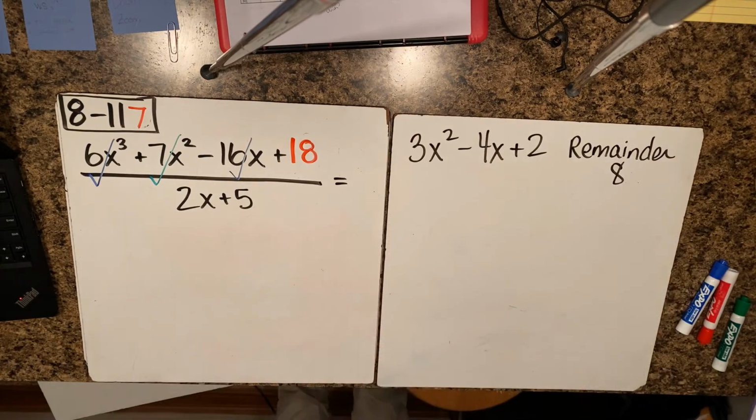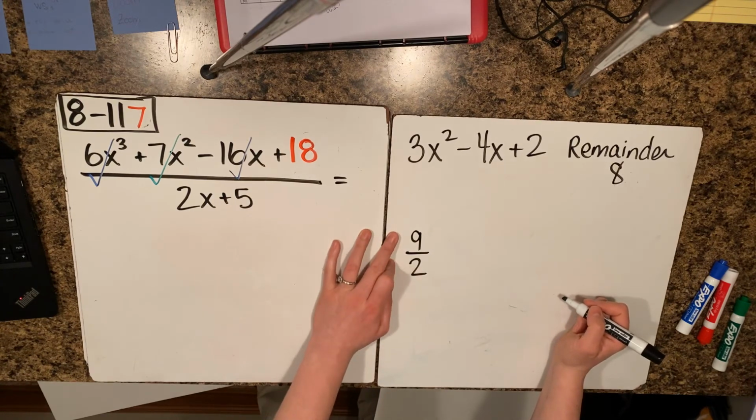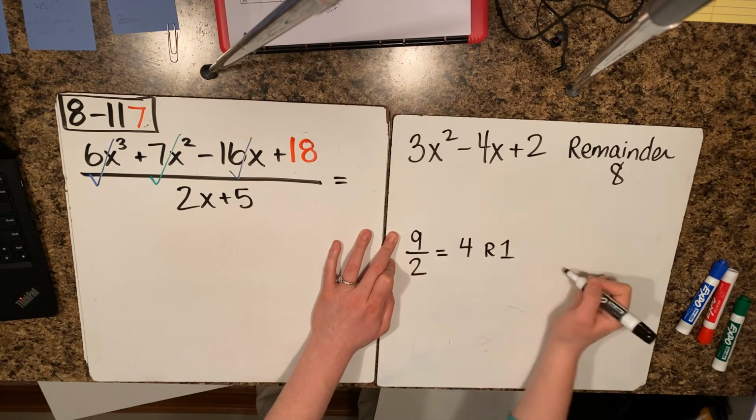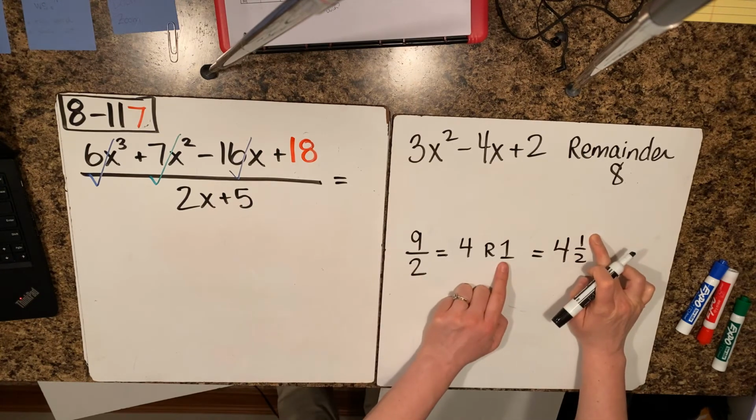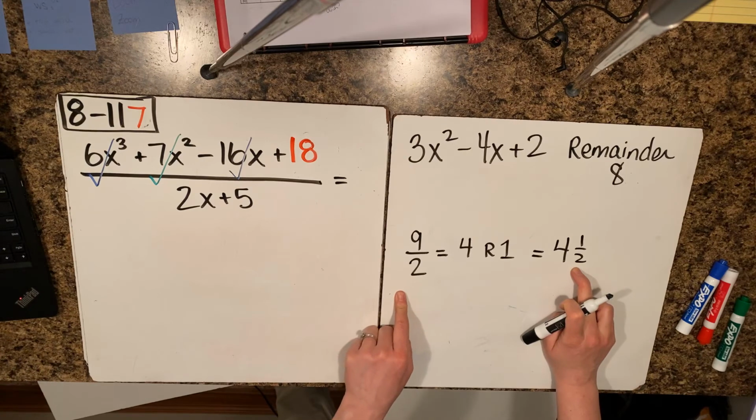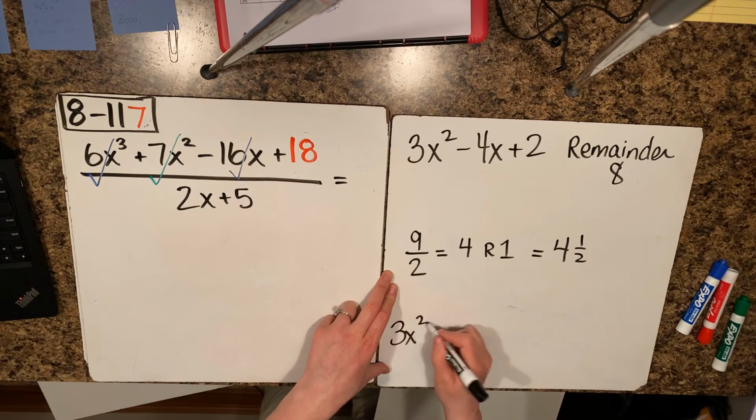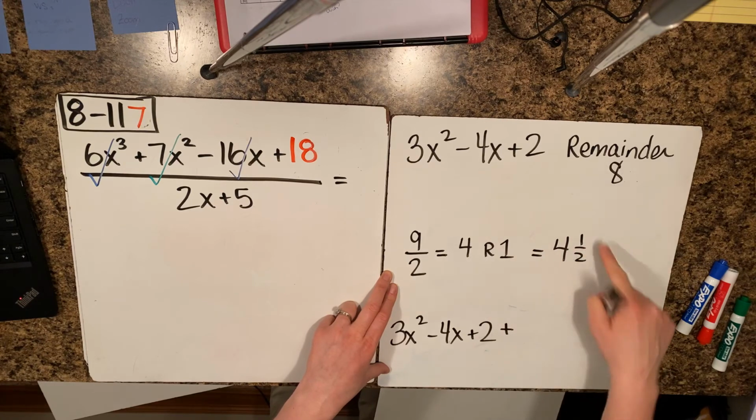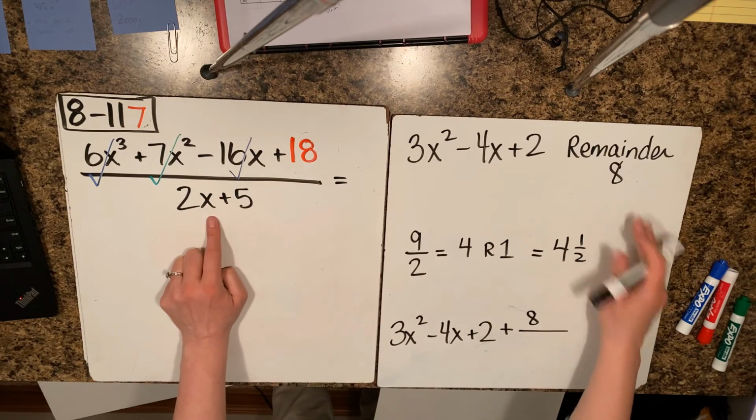But there is a better way to write it, and I want to show you the better way. Think about if you did 9 divided by 2. I know this is a super simple example. You could say that this is 4 with a remainder of 1. But normally what we really say is 4 and 1/2. The 1 comes from the remainder, the 2 comes from what we were dividing by to start with. So instead of saying remainder 8, we still say 3x squared minus 4x plus 2 plus 8, the remainder, goes on top, and what goes on the bottom is whatever we were dividing by to start with.